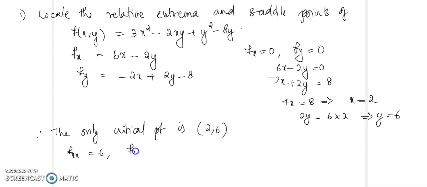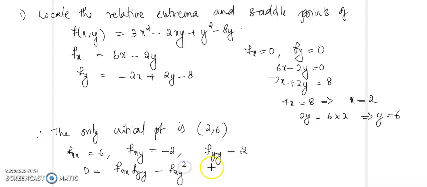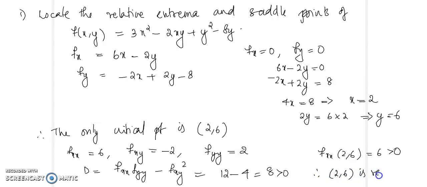Now let us find the second derivatives. fxx will be 6, fxy will be minus 2 and fyy will be equal to 2. So D will be fxx into fyy minus fxy squared. Now everything is constant, so at the point also the values will be the same. So you will get 12 minus 4, which is equal to 8, greater than 0, and fxx at (2, 6) is equal to 6, which is greater than 0. Therefore, D is greater than 0 and fxx is also greater than 0, so (2, 6) is a relative minimum.